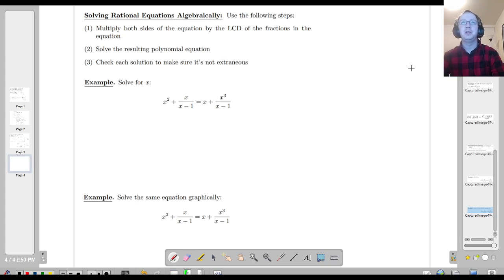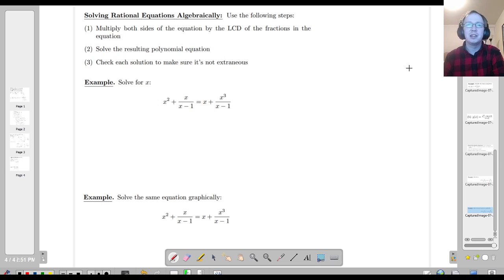Now that we've seen all the features that can occur on a rational function, it's really important that we also understand how to solve equations involving rational functions. As with every other kind of equation we've had in this course, it is entirely possible to solve those equations graphically. We'll keep that in mind.